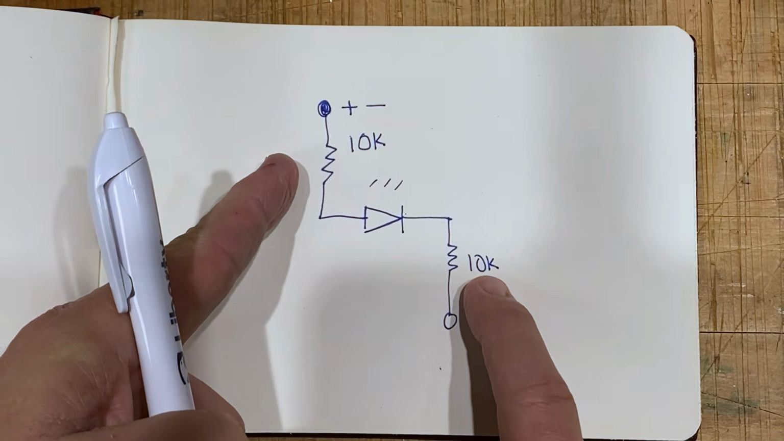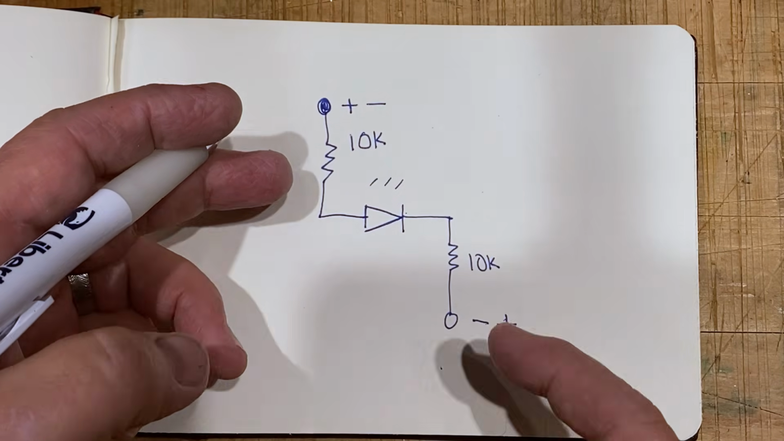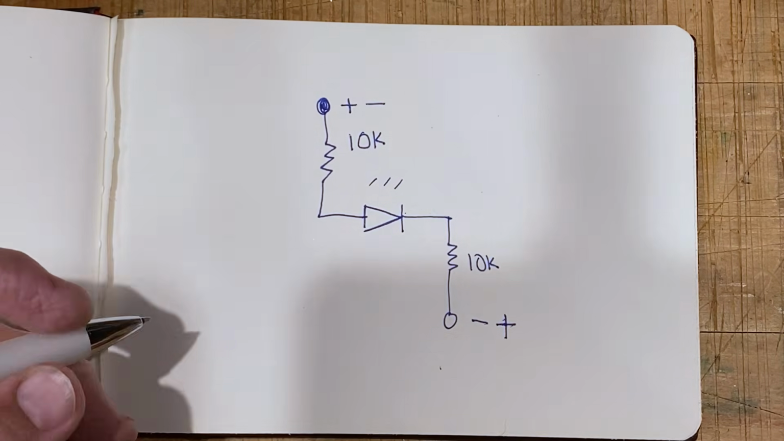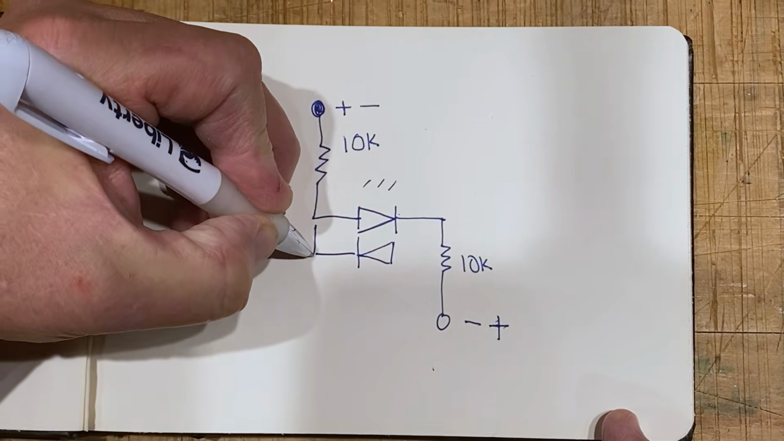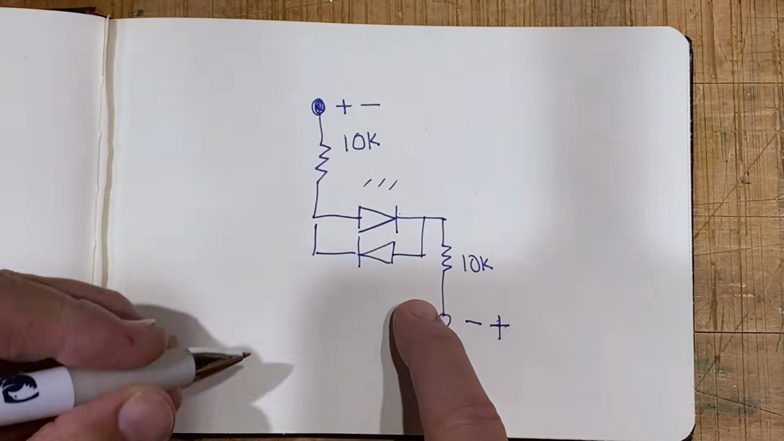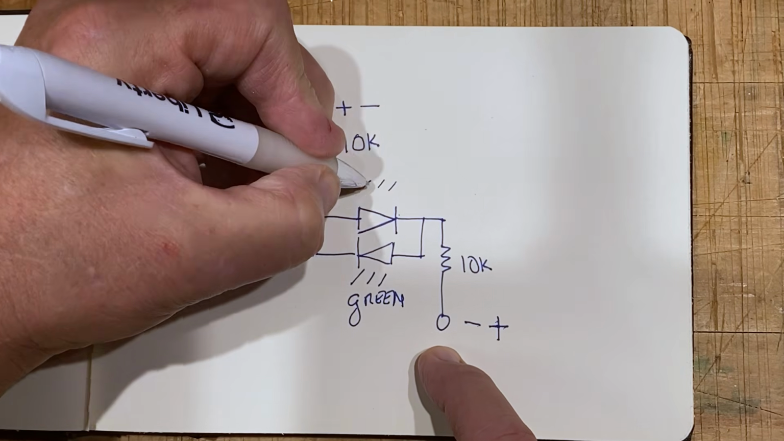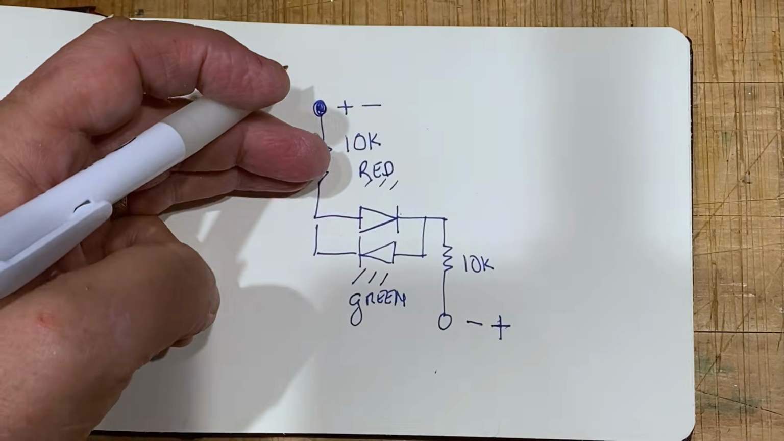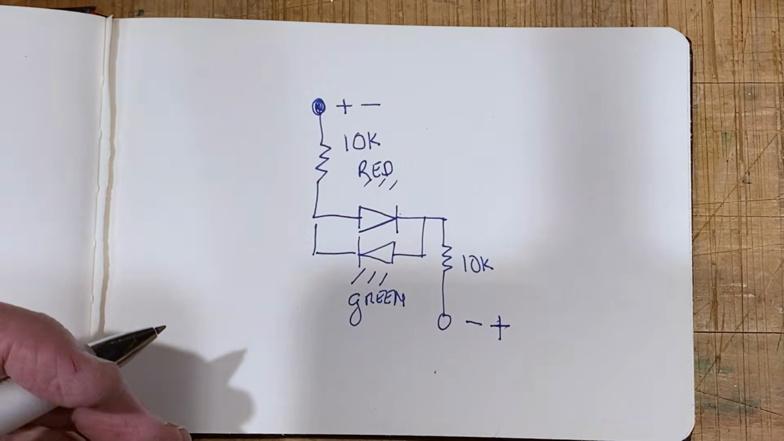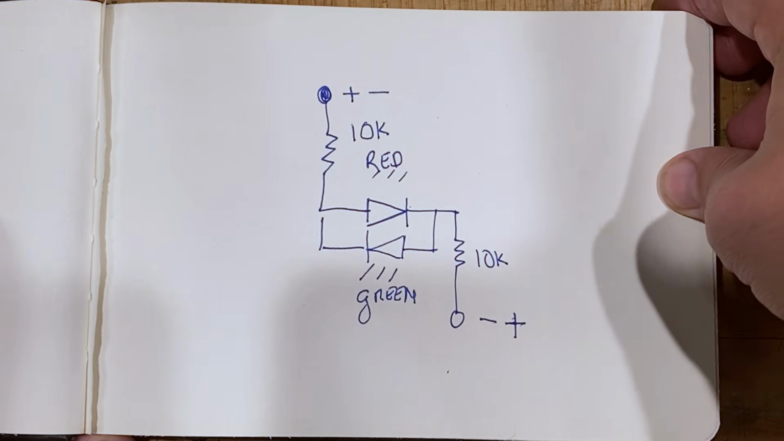Now, I know I don't need to have 10K on either side, but for symmetrical purposes, I'll do that because it looks nice. I could also put in a second LED pointing this other direction. Like maybe this one will be green and this one will be red. Just something different to make these two states distinguishable from one another. Let's prototype these and see how it works.